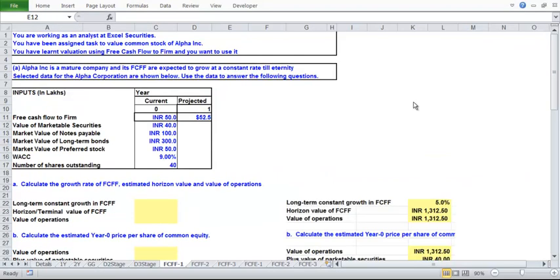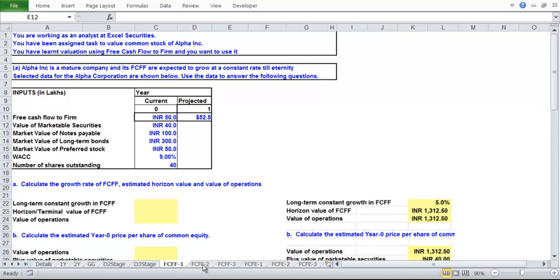In this video session, we are going to compute the value of a firm and then the value of the equity using the free cash flow to firm model. In the free cash flow to firm model, we have an FCFF model wherein we consider the free cash flow is growing at a constant rate till infinity.